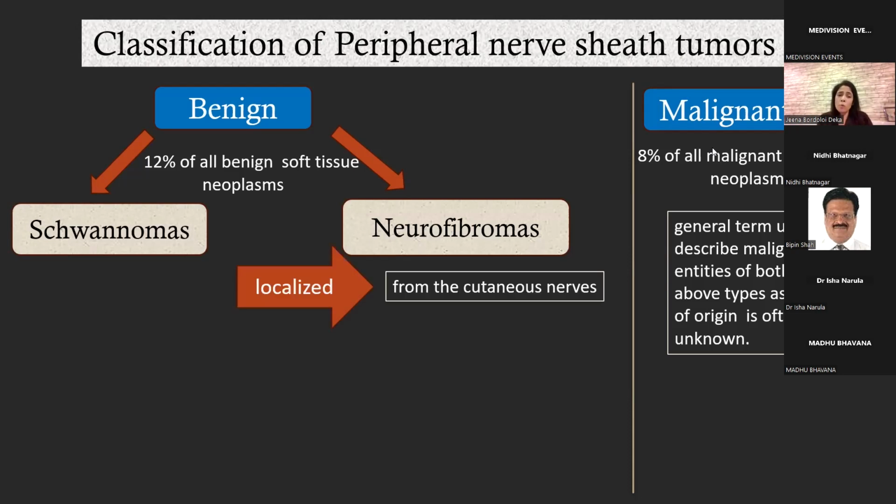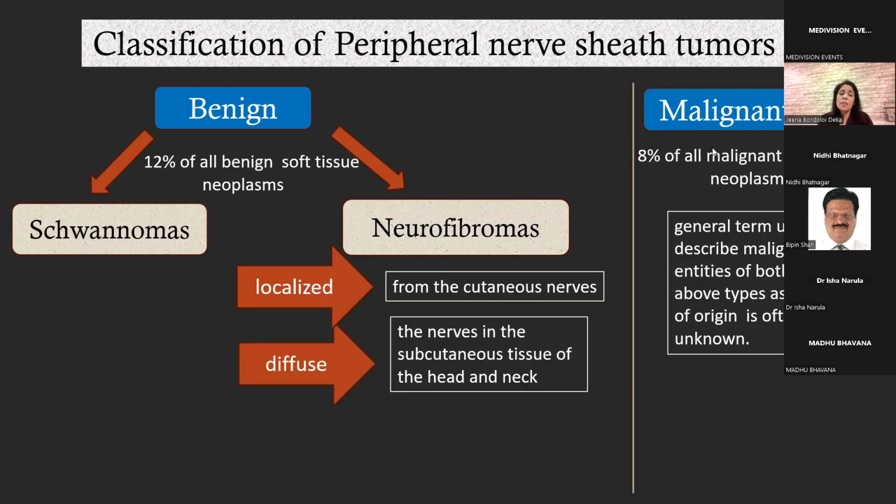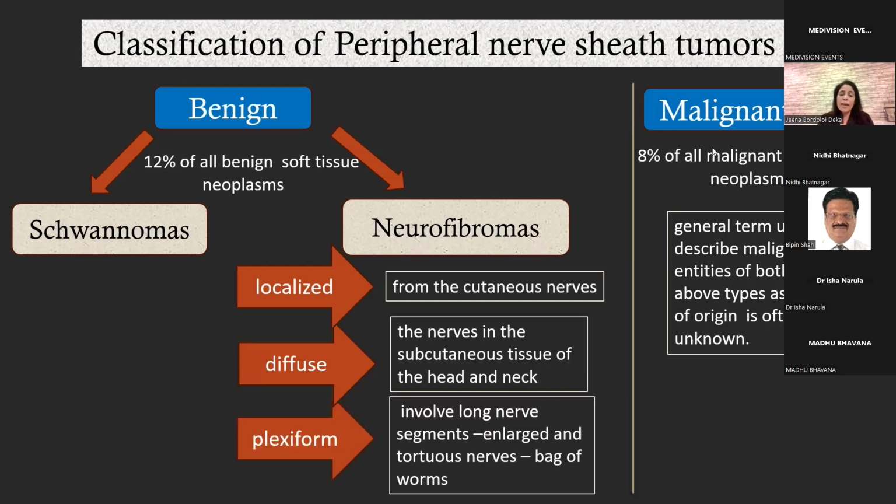So neurofibromas are further classified into the localized variety, which is seen to arise from cutaneous nerves, the diffuse variety, which arises from the nerves in the subcutaneous tissue of the head and neck, and the plexiform variety, which involves long nerve segments, and they are seen as enlarged and tortuous nerves like a bag of worms.